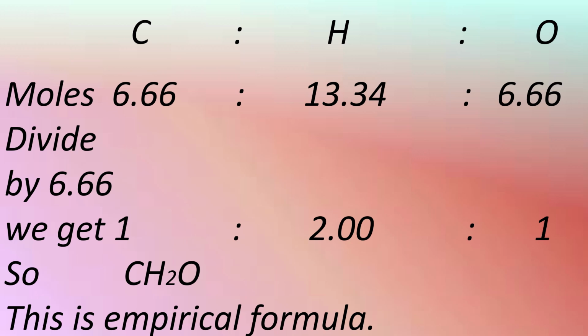So these are whole number. 1 is to 2 is to 1. So 1 carbon, 2 hydrogen and 1 oxygen. This is empirical formula or simpler formula of the unknown compound.